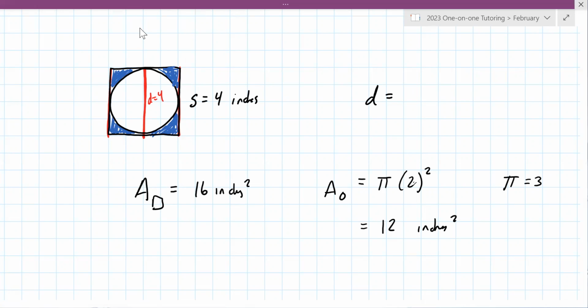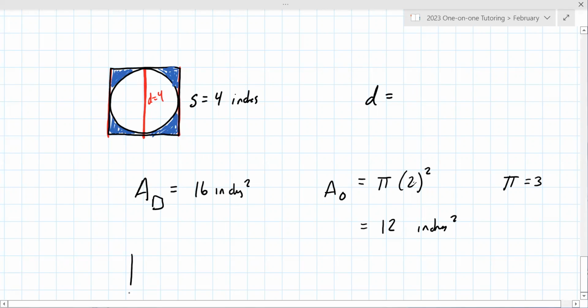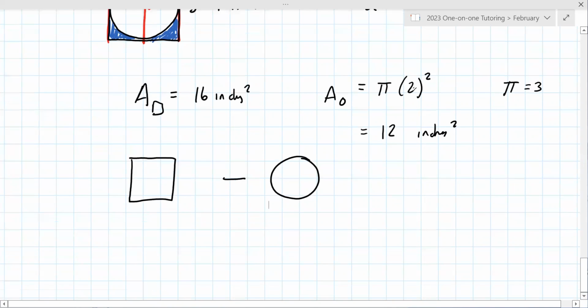So here's what you're not seeing. If you take the square and subtract the circle, what are you left over with? 16 minus 12 is 4 inches squared. Yeah.